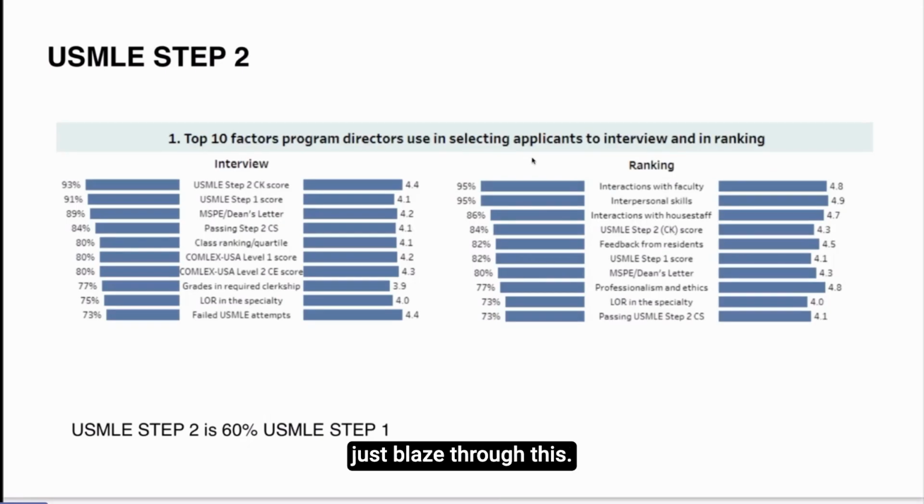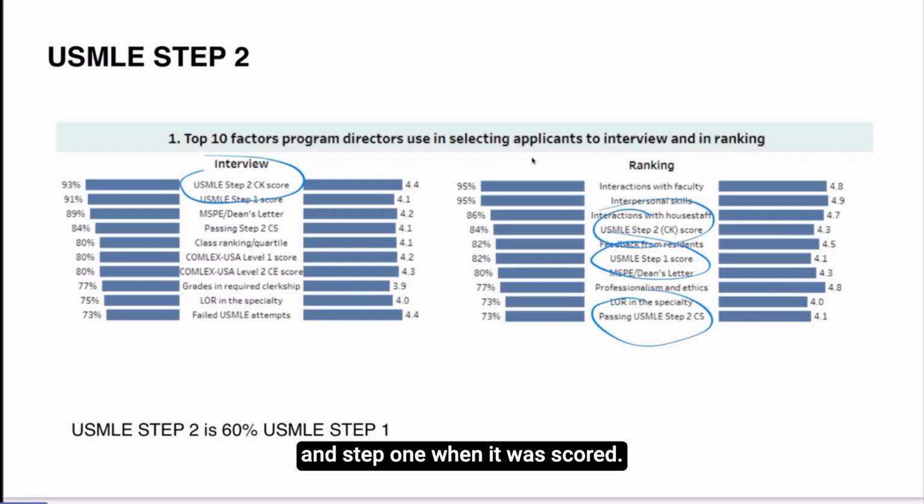Lastly, Step 2, we'll just blaze through this. So Step 2 is the number one predictor for getting an interview in the whole match process, and also is a predictor for you getting ranked. Like Step 2 score, and Step 1 when it was scored, that was something as well. But Step 2 is also a predictor for interviewing and ranking. So it helps you match if you have a good Step 2 score, incredibly.